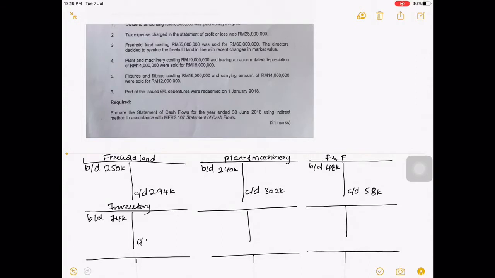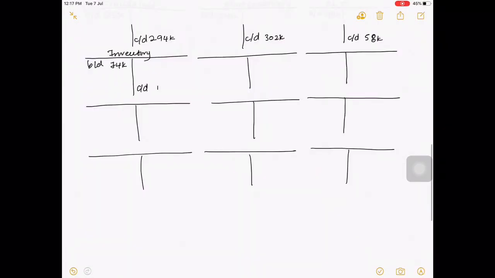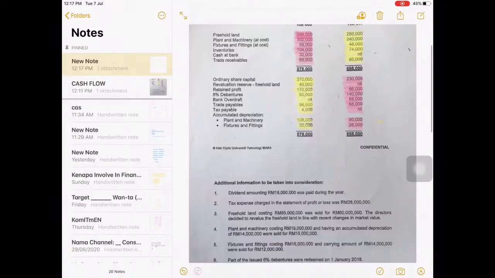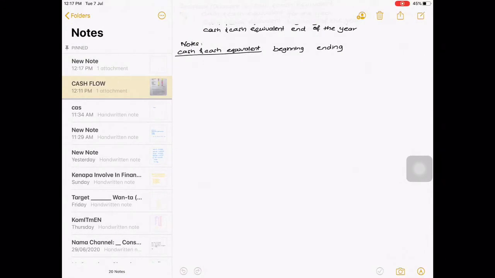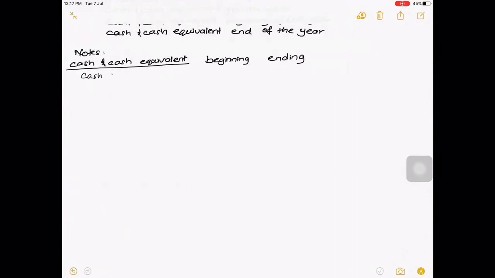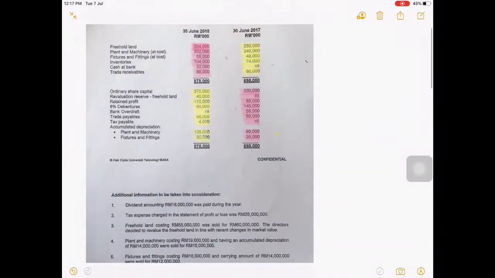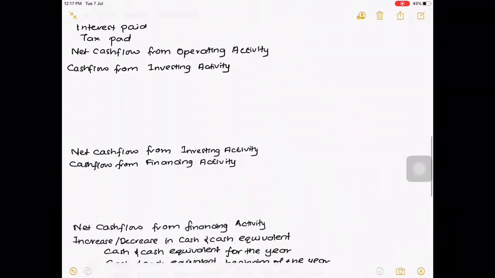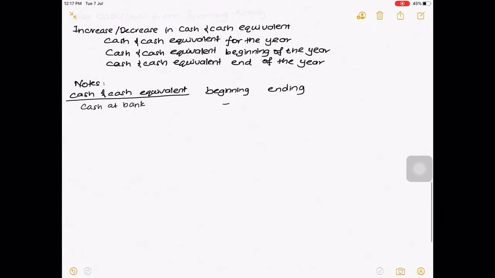Alright, so next we have the items which are included in the cash and cash equivalents. Once we meet such an item, we are going to transfer the figure right away to the notes. That's why we must complete the template first.